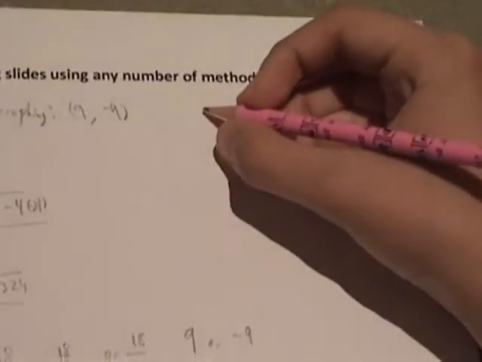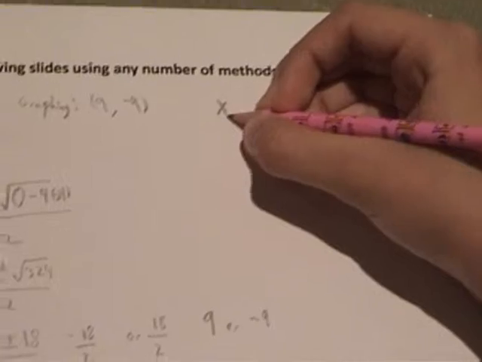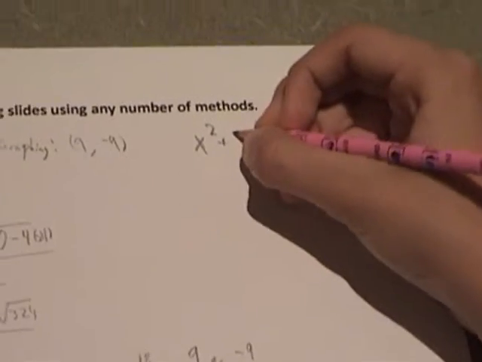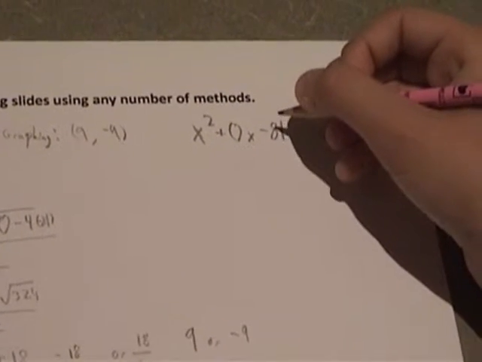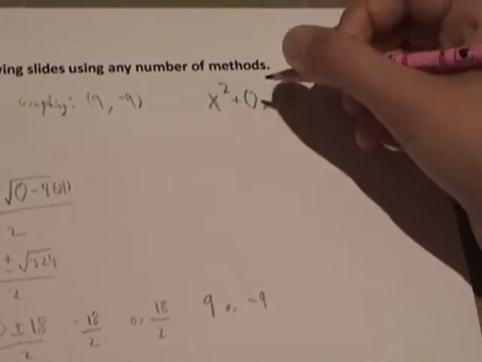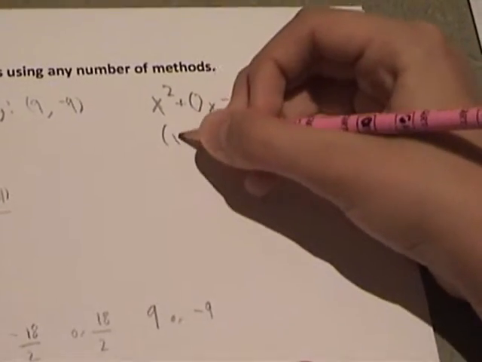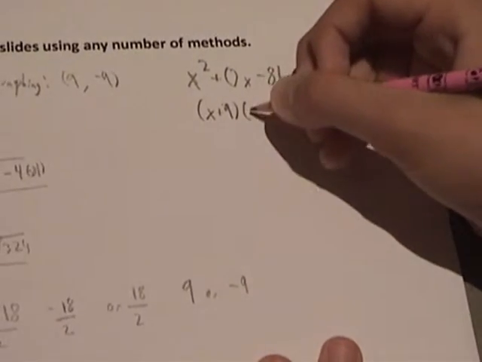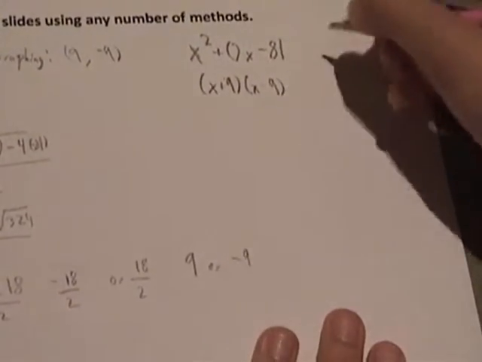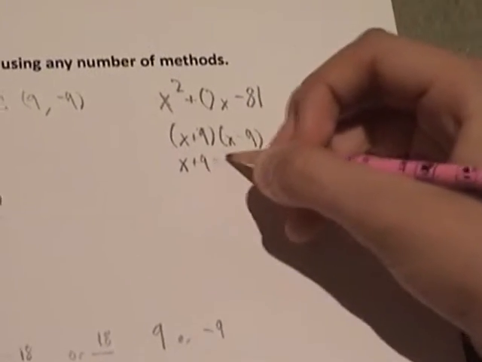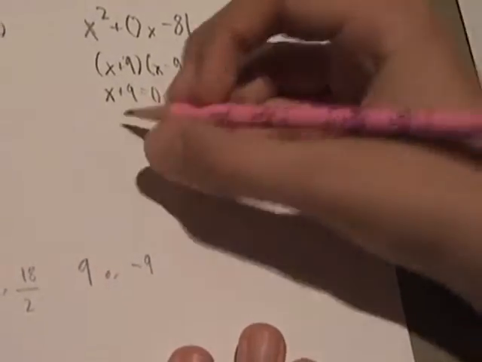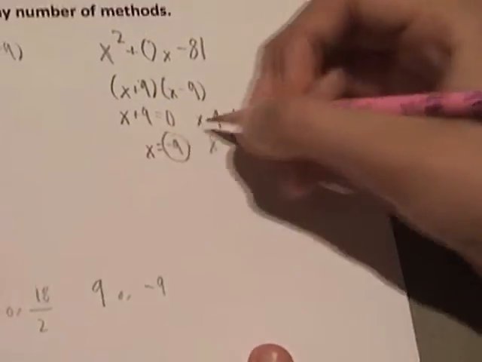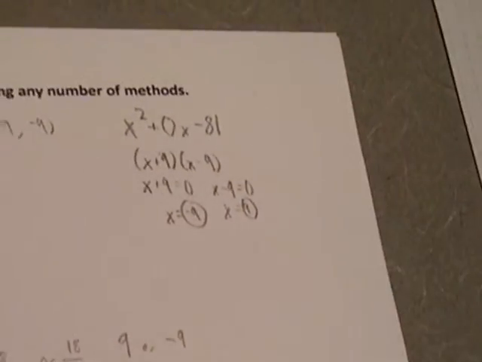Now for factoring, again, you're going to have it rewritten as x squared plus 0x minus 81. Two factors of 81 that add up to 0 are 9 and negative 9. Set each chunk equal to 0. And again, you come up with negative 9 and 9.